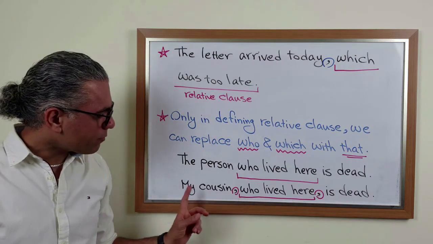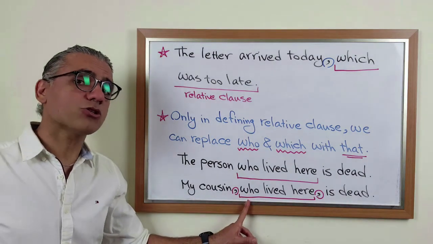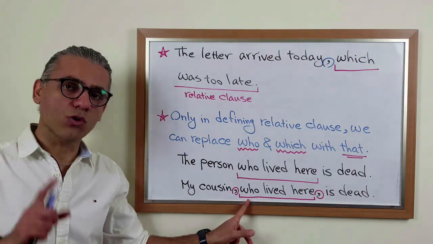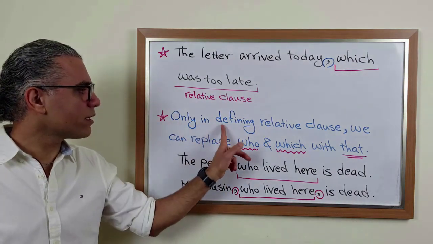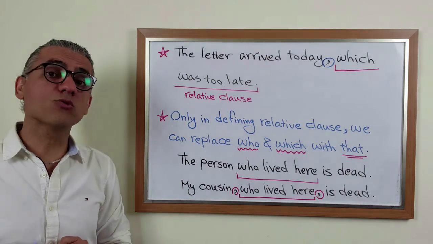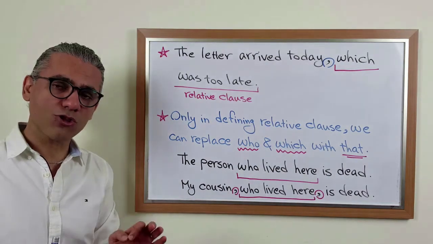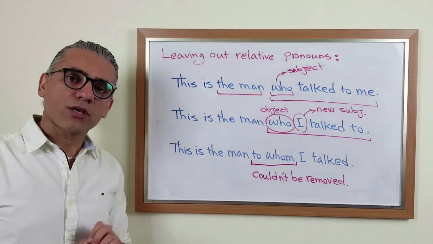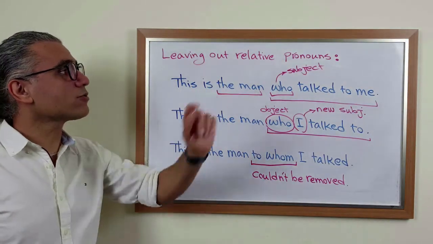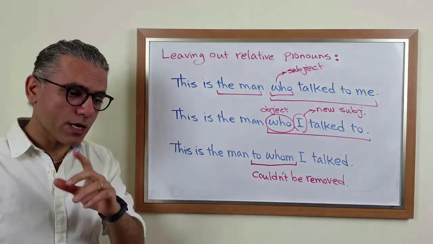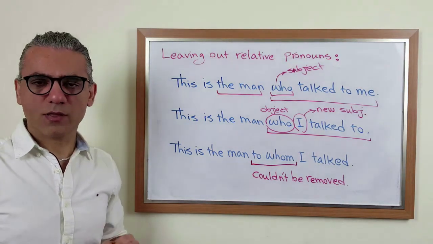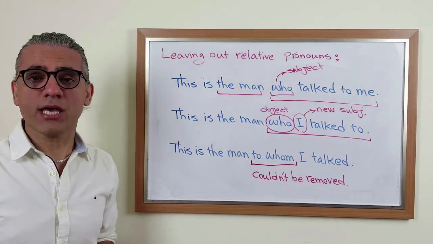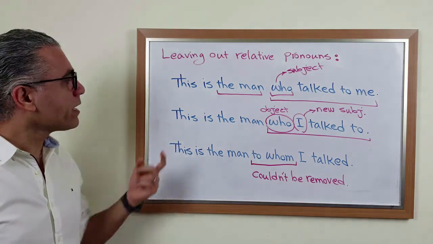So in this one, we cannot use that instead of who. Why? Because of this rule in here. We cannot use that instead of who and which in non-defining relative clauses. The next important thing we want to talk about is leaving out relative pronouns. It means removing them from the sentence without any change in the meaning of the sentence.